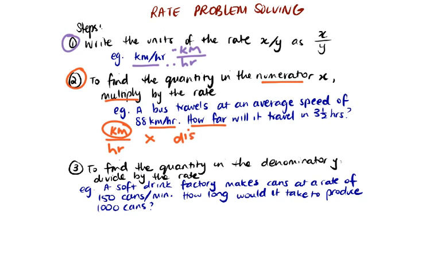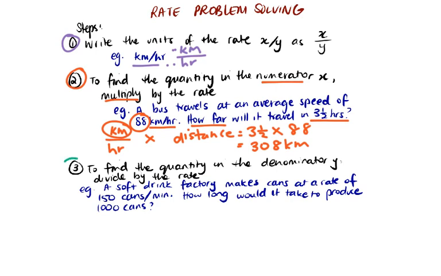So if I'm trying to find the distance, what I will need to do is multiply the time that I have, which is 3.5 hours, by the rate that I'm given, which is 88. So if we multiply these, we'll get 308 kilometers. So the bus will travel 308 kilometers in 3.5 hours.